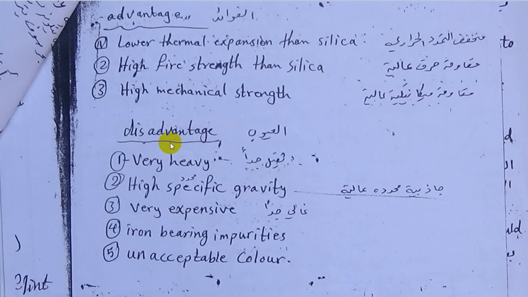Disadvantages of the flint, as you can see in front of you. Very heavy, as well as high specific gravity, meaning a high specific weight. Very expensive, flint is very expensive. Iron bearing impurities or iron bearing inclusions, as well as unacceptable colors, as you can see in front of you.